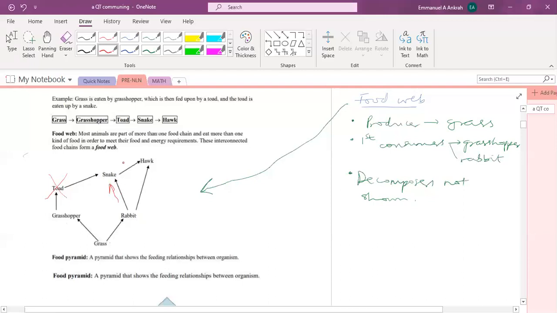So these are different ways in which you can ask questions based on the food web. They are easy questions to answer if you know. You just have to follow the diagram that is given to you and understand the key terms: producers, primary consumers, decomposers, and what will happen when you eliminate one of the members of the food chain or the food web. So that's how they ask the questions on the food chain.